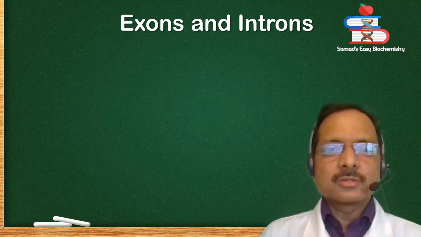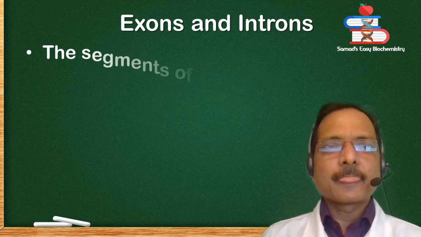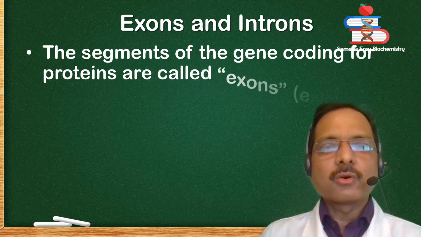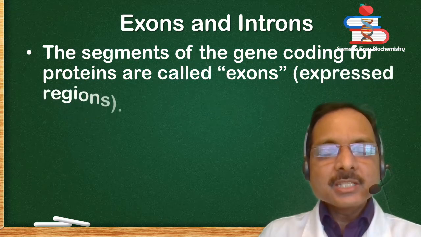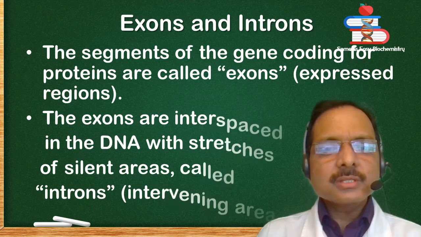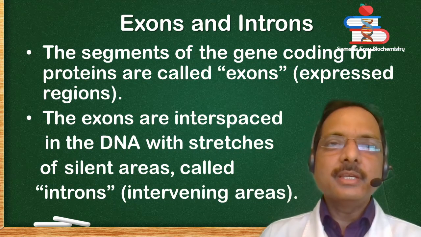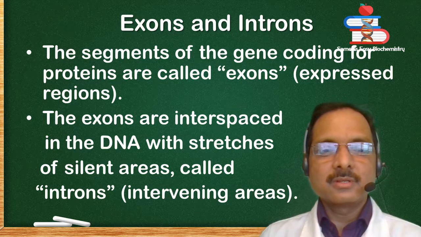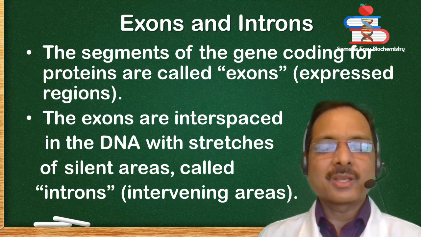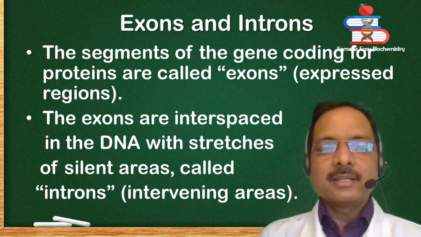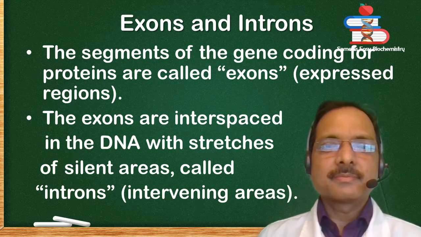Exons and introns. These segments of the gene coding for proteins are called exons, expressed regions. The exons are interspaced in the DNA with stretches of silent areas called introns, intervening areas. So exons get expressed and introns are the silent regions, they do not get expressed.